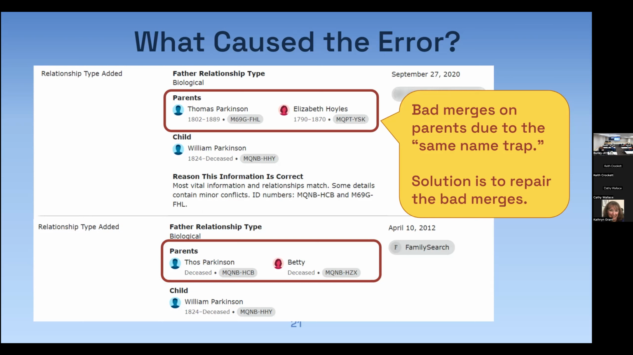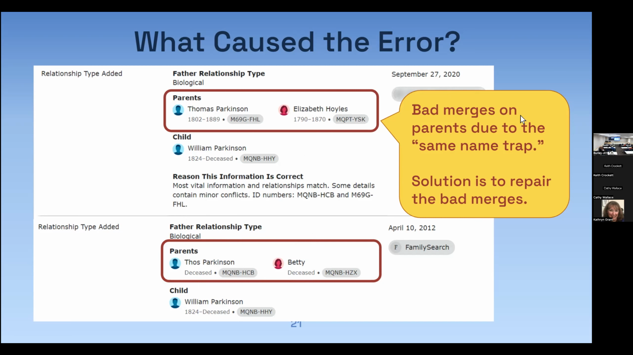So as we look at the change log, we see that originally, because the oldest entries are at the bottom of the change log, our William Parkinson had a dad, abbreviated THOS for Thomas, Thomas Parkinson, and a mom, Betty, with no maiden surname. But later on, this Thomas was merged with this guy, which you can confirm in their change log. But here's the evidence of it in William's change log. And Betty was merged with this Elizabeth. But they were not the same people.